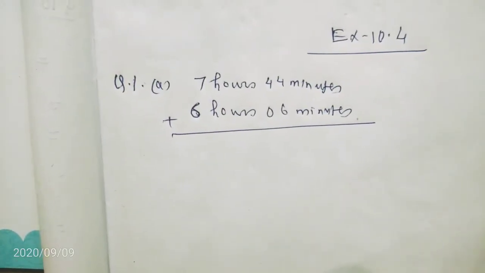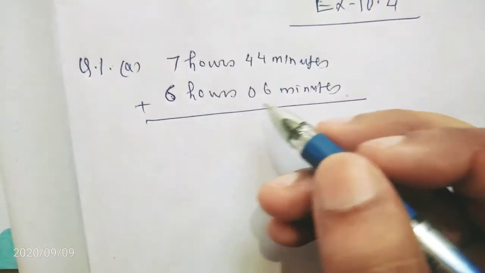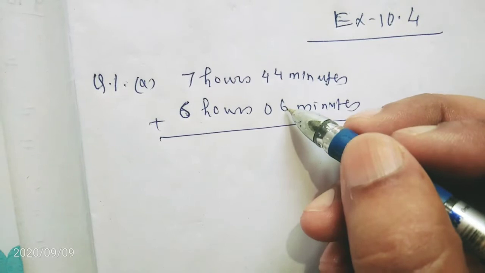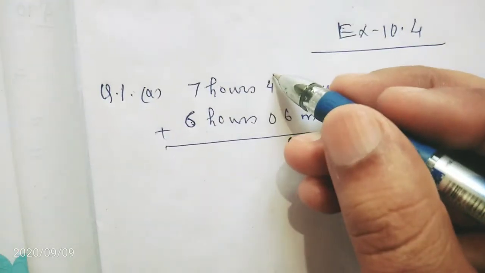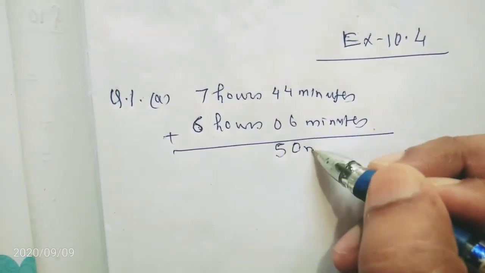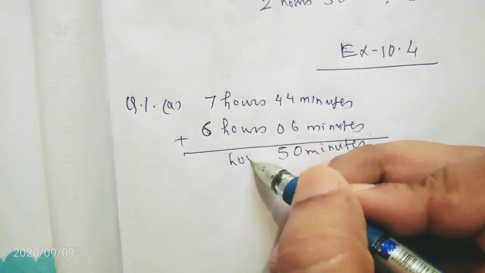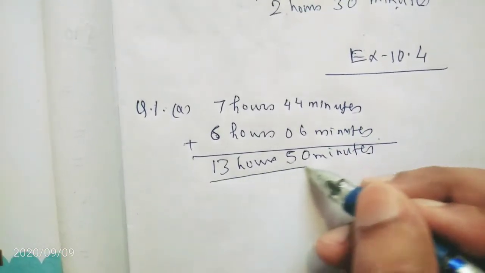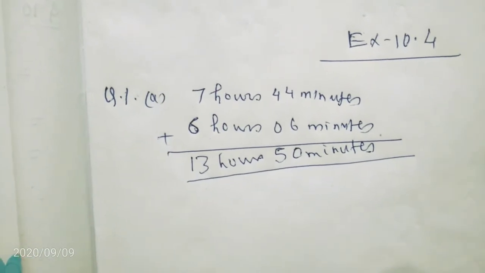In this A number it is given 7 hours 44 minutes plus 6 hours 6 minutes. So we will add normally: 4 plus 6 is 10, 1 in hand, 1 plus 4 is 5, so it is 50 minutes. And here hours, 7 plus 6 is 13, so the answer is 13 hours 50 minutes. This is a very simple addition.